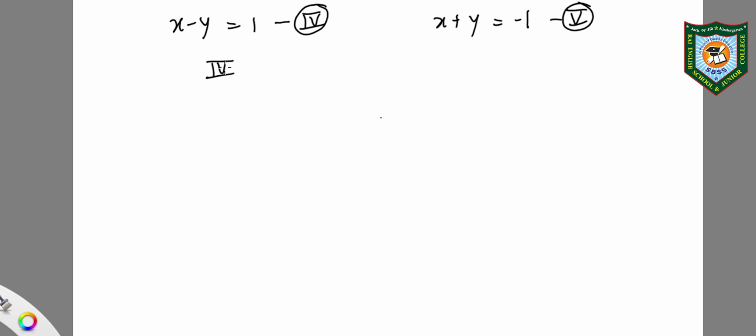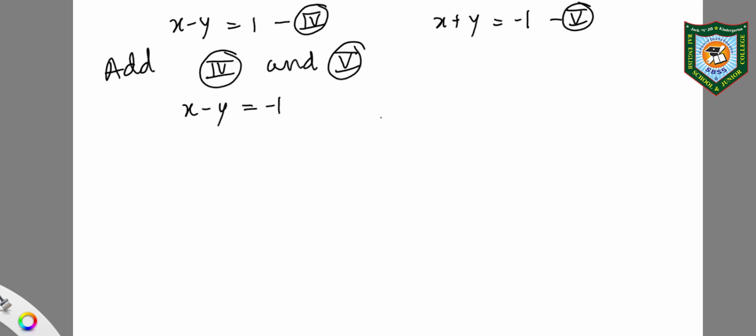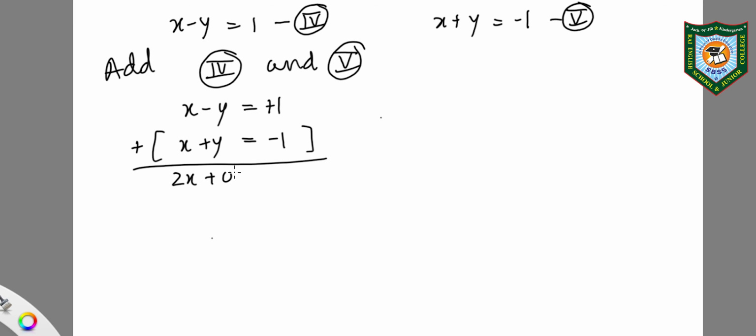All I have to do is add 4 and 5. x minus y is plus 1 and x plus y is minus 1. This has to be added. So x plus x is 2x, minus y plus y is 0, plus 1 plus minus 1 is 0. So my value for 2x is equals to 0, which implies x is equals to 0.